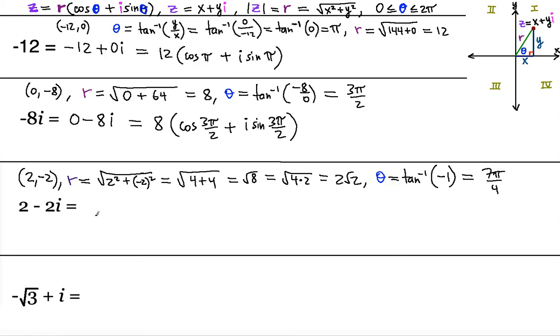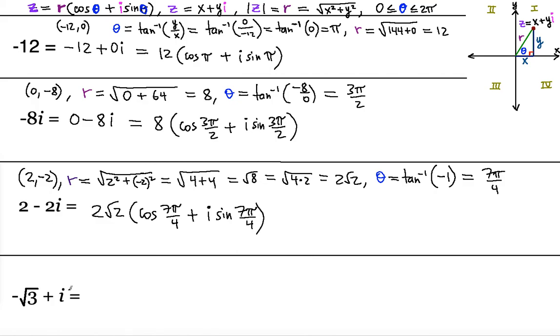So we can write this as 2 radical 2 being the modulus r here, and then cosine of 7 pi over 4 plus i sine of 7 pi over 4. So if you check this back, you should get the original point, the original complex number.